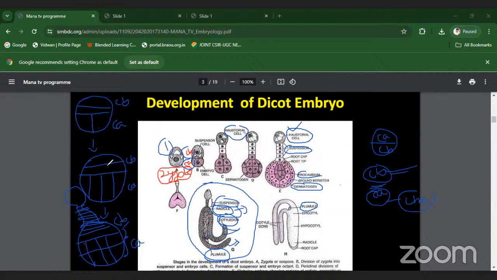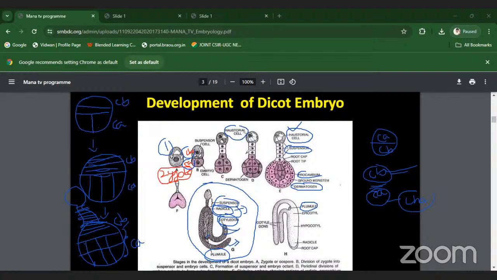Transverse division first: one to two cells are formed. Again transverse division. How many cells here? One, two, three, four. Again transverse division, that means four become eight. Again transverse division, 16, like this. So after formation, the number of cells increases only by transverse division. While the division takes place, it grows in the upward direction.